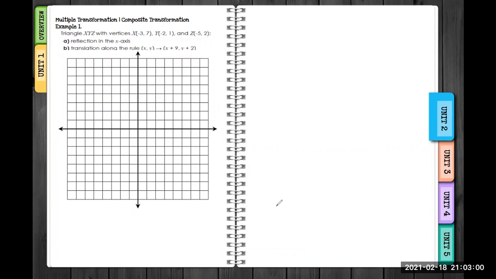I will make sure that I will be using different colors so you will have a distinction of which figure we are creating now. So I will use orange. We will be creating the figure for X, Y, and Z. So I will write pre-image, since this is the starting image that we need to draw, X, Y, and Z. X is at -3, 7. Next, Y: negative 2, 1. Z would be negative 5, positive 2.